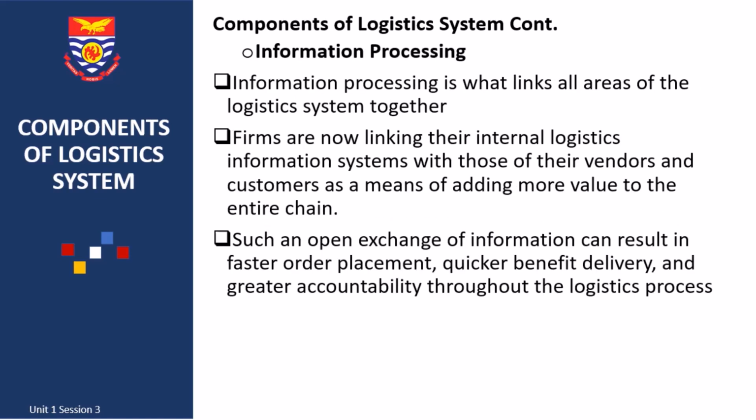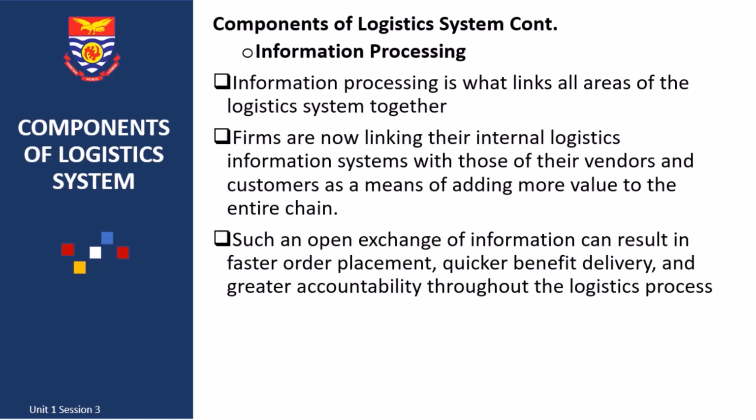Then you move on to information processing. It is what links all areas of the logistics system together, because in order for transportation to be implemented at a supplier's warehouse, there has to be information reaching them as to what manufacturers want before they can move goods or raw materials from their warehouse.